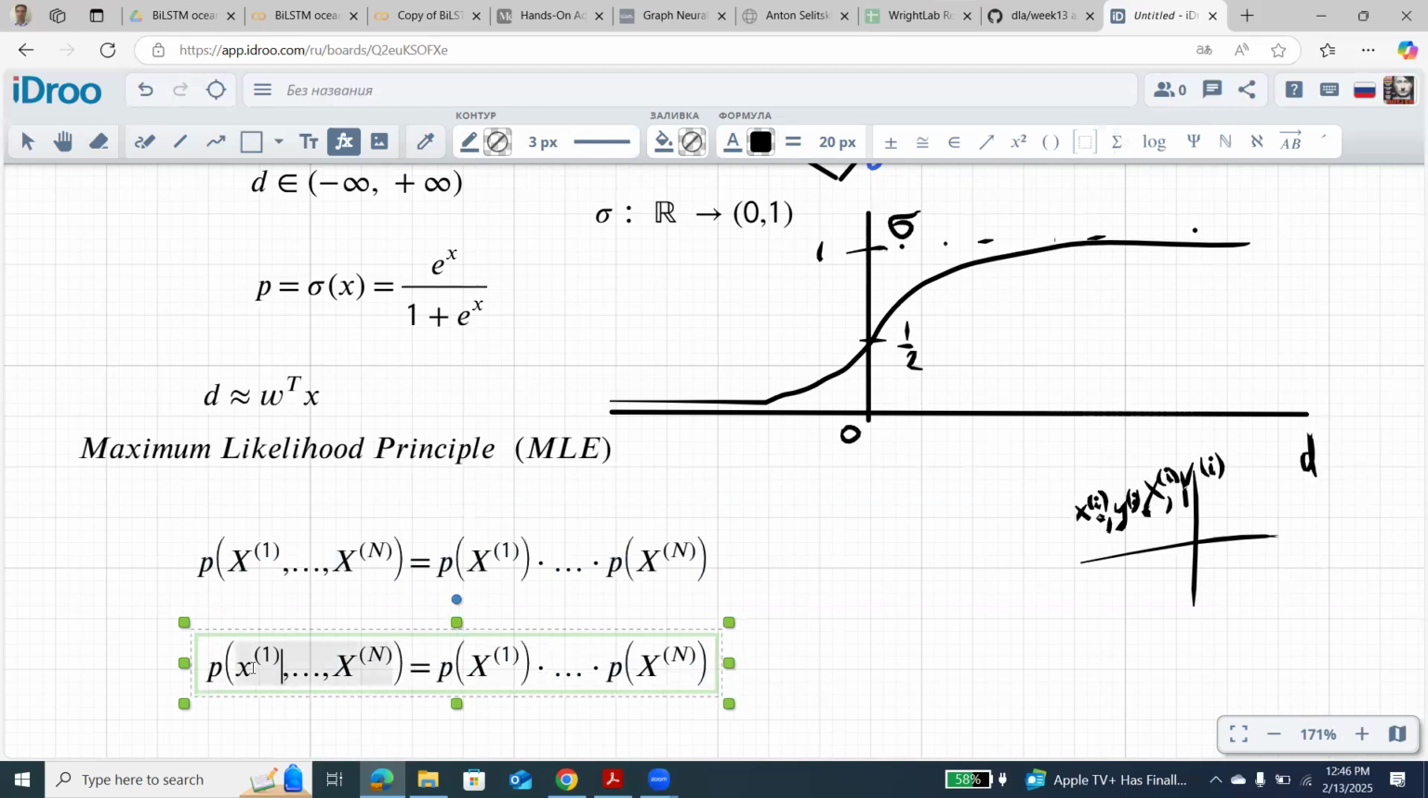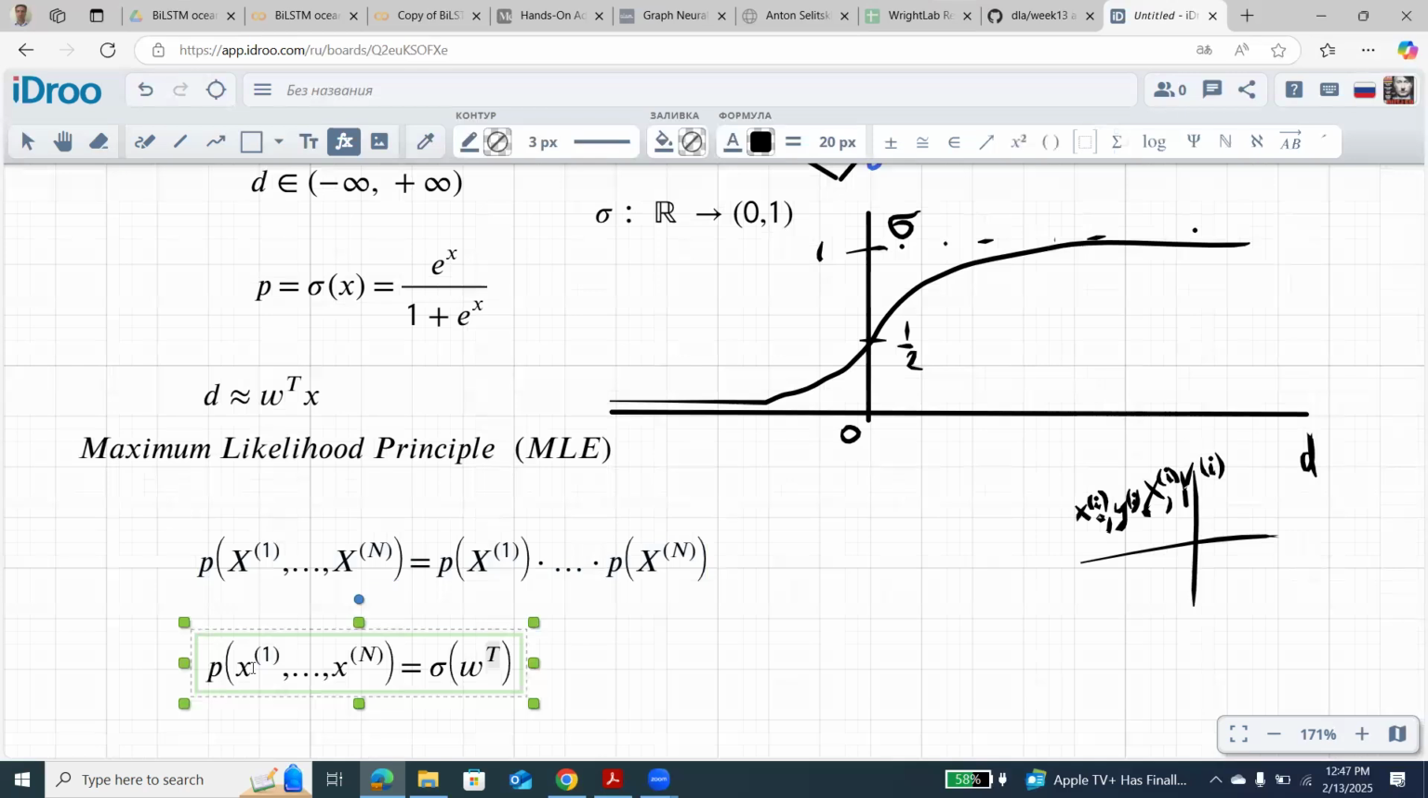For realizations of our random variable, so for real-number features x, I will use this sigmoid function instead of probability. So it will be sigma of W transposed x1 times sigma of W transposed x2, and so on.